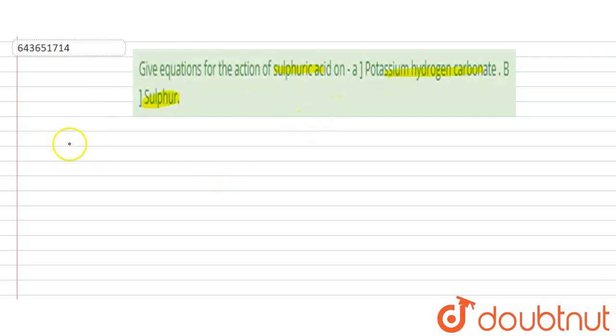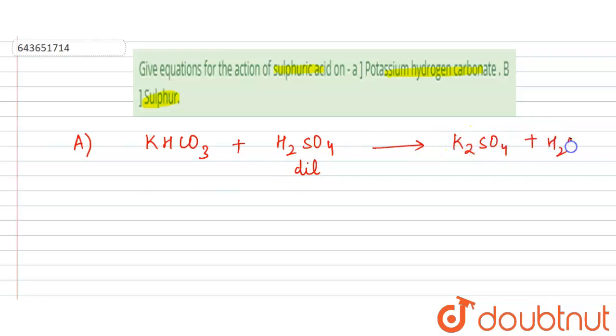So first we have potassium hydrogen carbonate, that is KHCO3, and sulfuric acid, that is H2SO4, which we will take in the dilute form. It will lead to the formation of potassium sulfate, that is K2SO4, plus water plus CO2. If we balance this reaction, it will be 2 here, 2 here, and 2 here as well, because we have 2 potassium. So we have the formation of potassium sulfate, and this is the required reaction for the first part, that is part A.